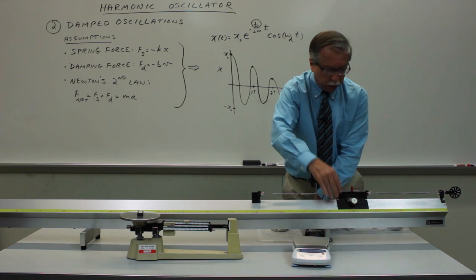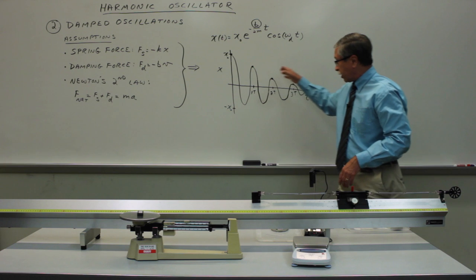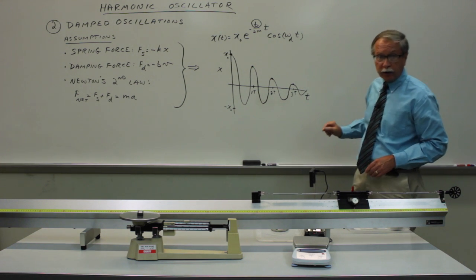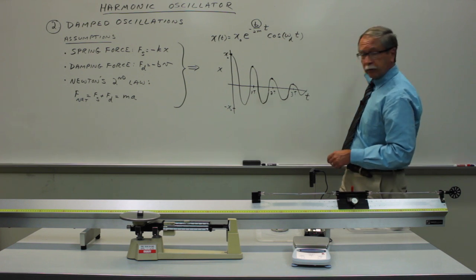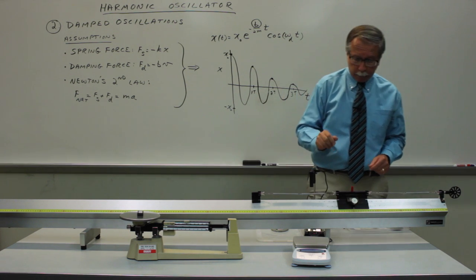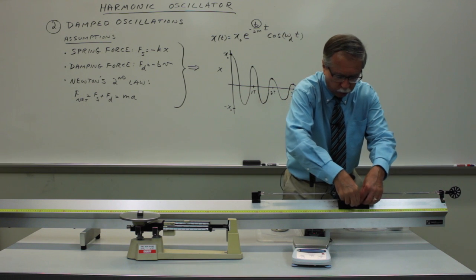So having done that, gather enough data. You may want to get maybe 10 or 15 or 20 positions as a function of time over 10 or 15 or 20 periods. Then you can change the amount of damping.